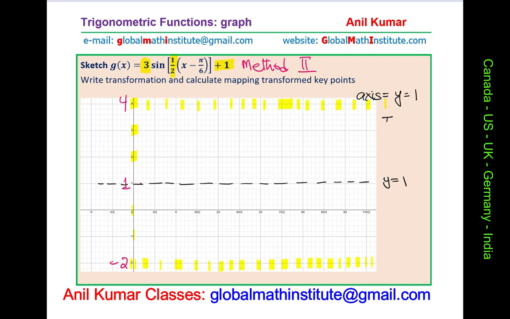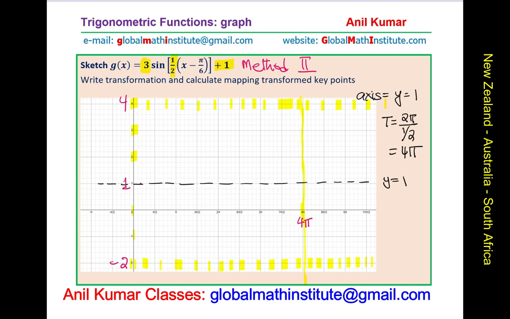So we know T is 2 pi by half in this case, which is equals to 4 pi. So 4 pi is where for me? 4 pi is right there. So this becomes one frame. Do you see this 4 pi? Okay, great. Let me write 4 pi here. Make sense? So we have one cycle from 0 to 4 pi.